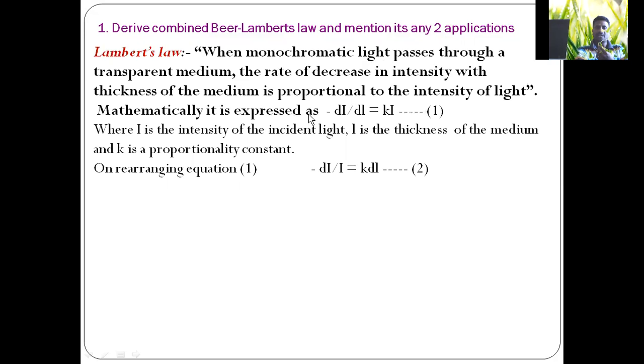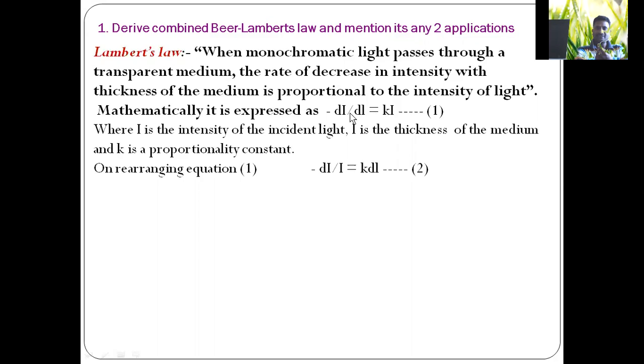Mathematically, it is expressed as minus dI by dL. Minus indicates decrease in intensity. dI means change in intensity, dL means change in thickness or length, and is proportional to the intensity of light. So minus dI by dL is proportional to I. When you take one constant, that is k, minus dI by dL is equal to kI, equation number 1.